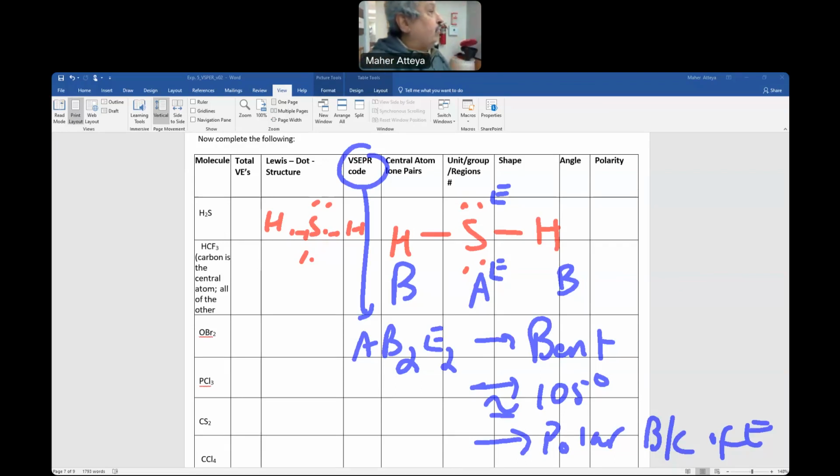The question is how to do the total valence electrons. Somebody will help here. How many valence electrons does hydrogen have? Hydrogen is 1A or group 1, so hydrogen has 1. You have two hydrogens, 2 multiplied by 1, that's 2 for hydrogen. How about sulfur? Sulfur is in 6A, or 16. So 6A, it will have how many?